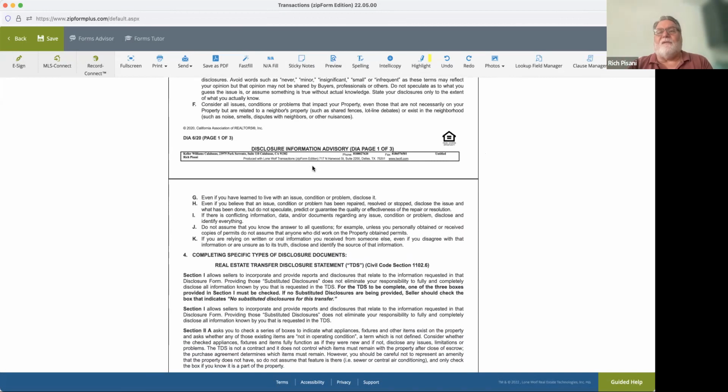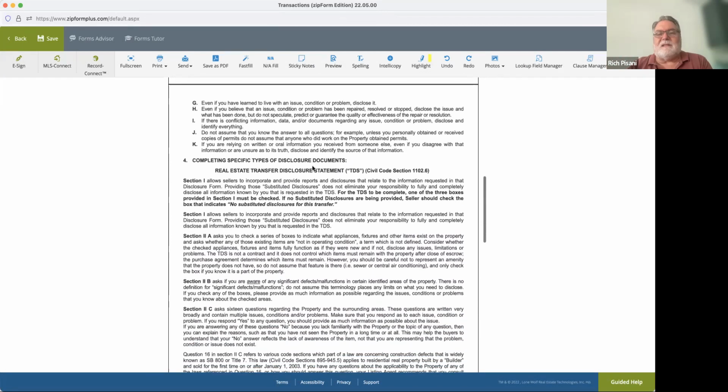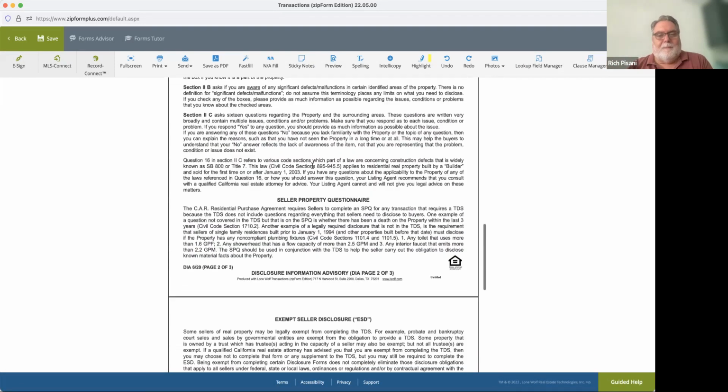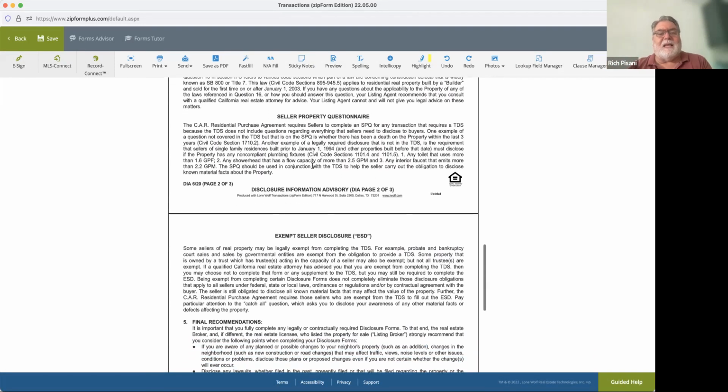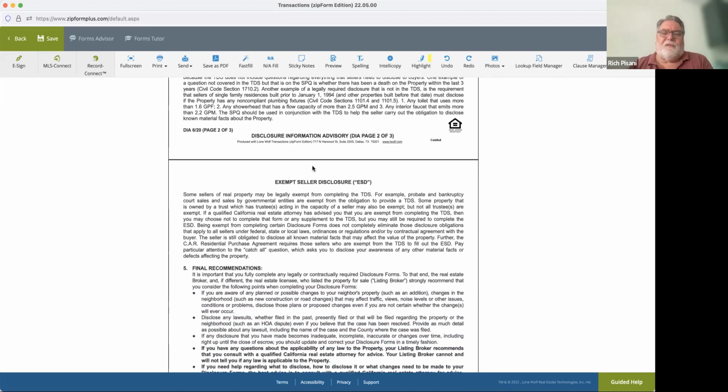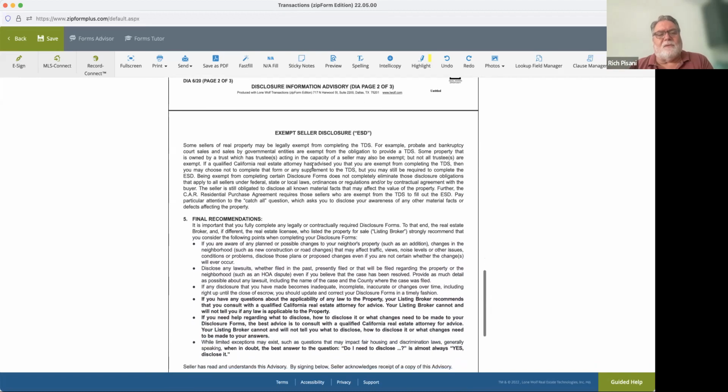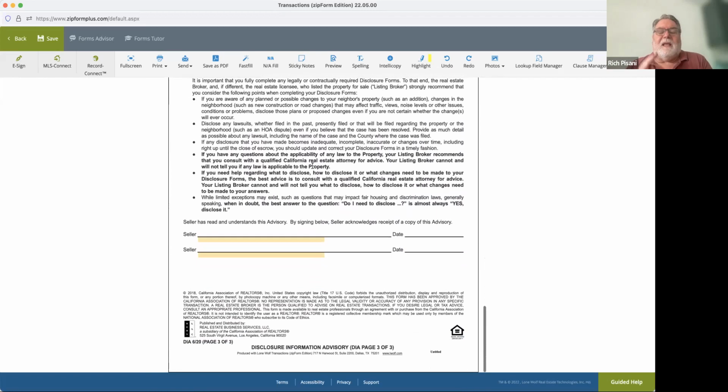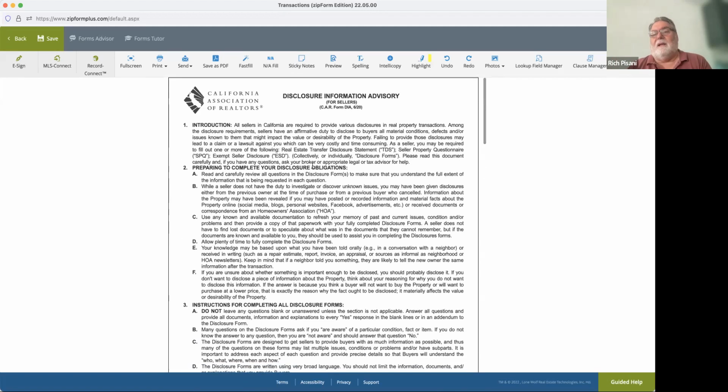It saves a lot of work. It explains the TDS, specific things about the TDS, the SBQ, and if they're an exempt seller, it goes through that. It's an invaluable document if you're working with sellers. So if you hadn't heard about this, then you should be doing it. Absolutely, you should be doing it now.